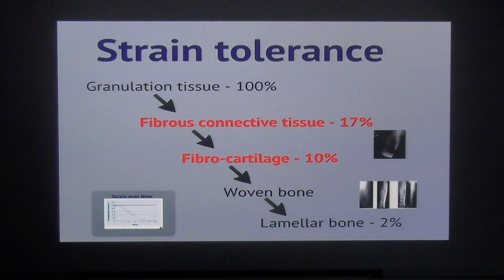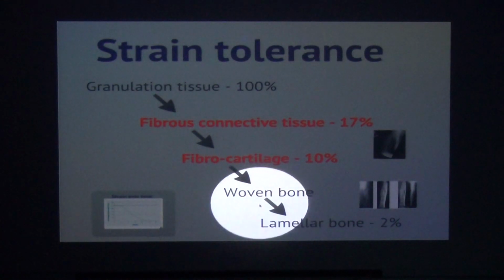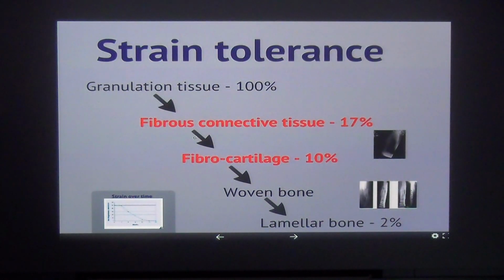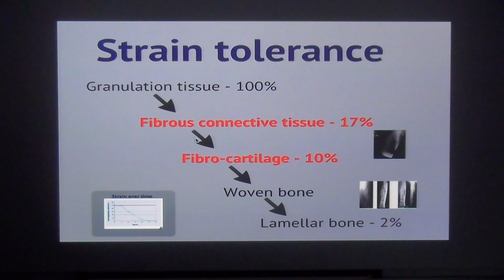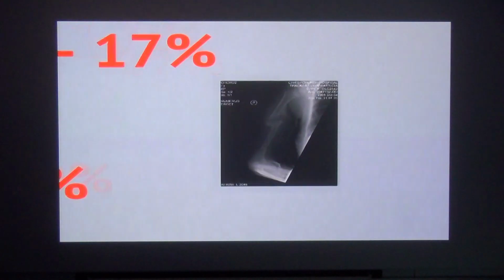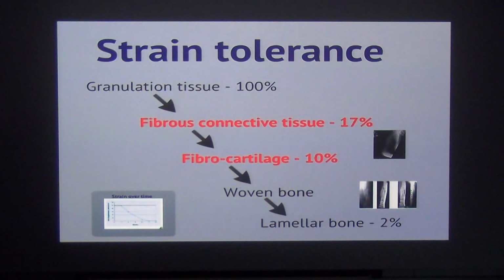Okay, so back to this. There's this idea of strain tolerance. So if you are fibrous tissue and you want to move on to woven bone or fibrocartilage, but you take that fracture and keep moving it, you don't let it stiffen up, you just keep moving it. What happens? Fibrous non-union, yes. Because it stays fibrous, as you're moving it too much for it to change.